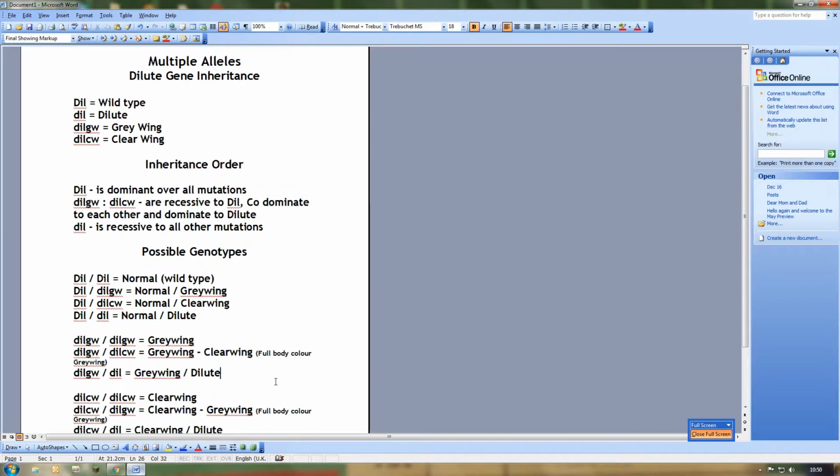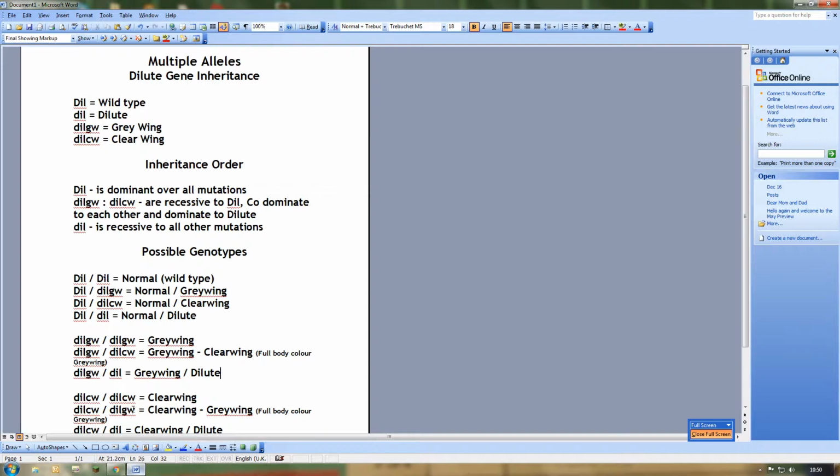Okay, so the next one down is we'll look at the dilute grey wing. So we could have a grey wing gene with a grey wing gene, in which case it will look like a grey wing. It will clearly be a grey wing bird. So we could then have a grey wing mutation with a clear wing mutation, in which case I said it's co-dominant, so it will be a full-bodied colour grey wing, and I'll explain in terms of the body colour at the end of this section what that one actually will look like.